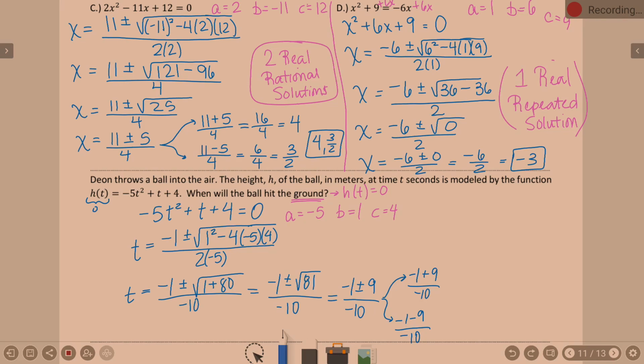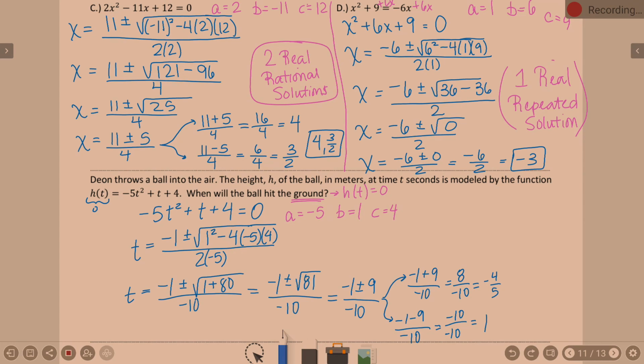Negative 1 plus 9 is 8 over negative 10. If I reduce that, it's negative 4/5. Or you could say the decimal negative 0.8. Negative 1 minus 9, negative 10 divided by negative 10, 1. So which one do we use? We use 1.